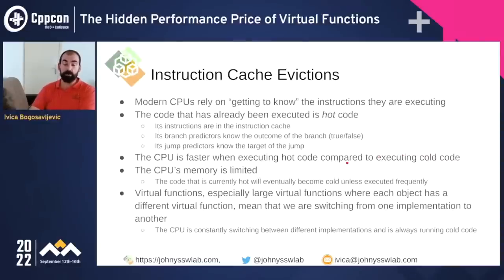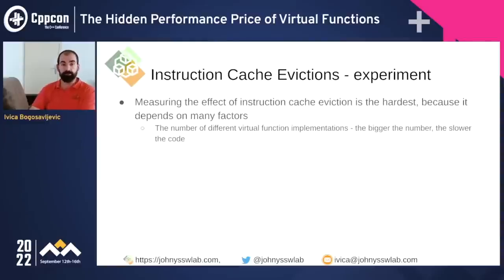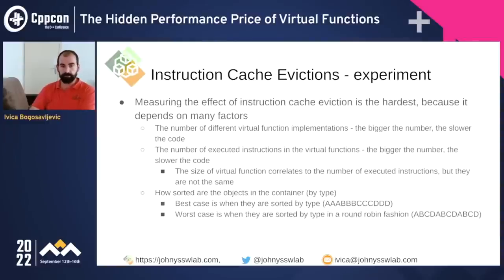And when you're executing cold code, your code will be slower. So we want to measure the effect of instruction cache evictions and running cold code. And this is the hardest part because it depends on many factors.